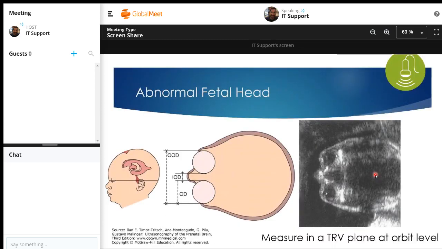So how do you measure the distance between the eyes? The interorbital diameter is the best indicator for telling if the eyes are in the normal plane. So you want to obtain an image of the fetus in a transverse plane at the level of the orbit, so you can see both of them, and you'll end up seeing the nose in between them in this plane.